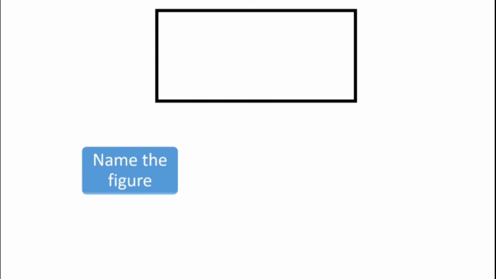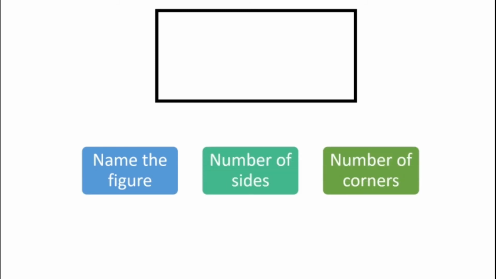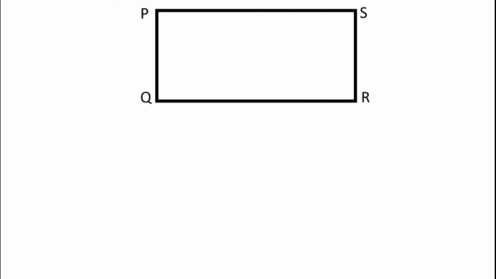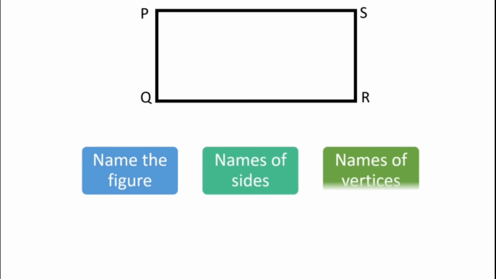Now let us see the next figure. Yes, I hope you must have guessed it. It's a rectangle. The name of the figure is a rectangle. And this figure also has four sides and four corners. Now we are again going to see the name of the figure, names of sides and names of vertices. It's very simple children. The name of the figure is rectangle again. You know it very well.